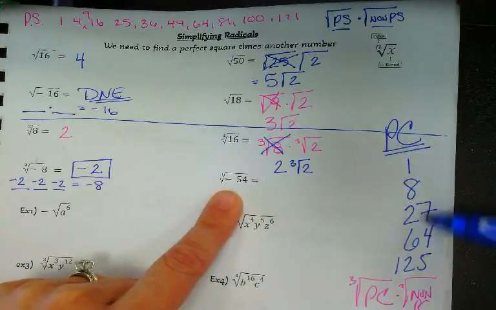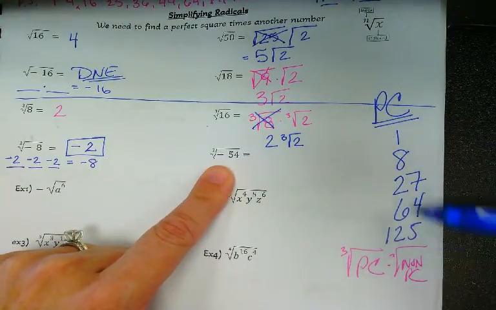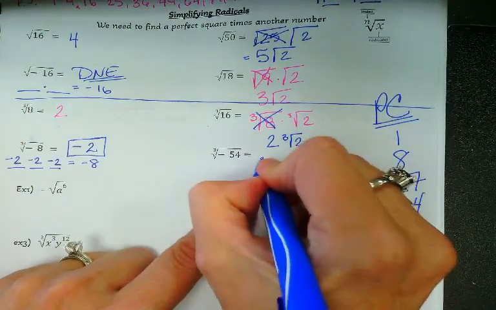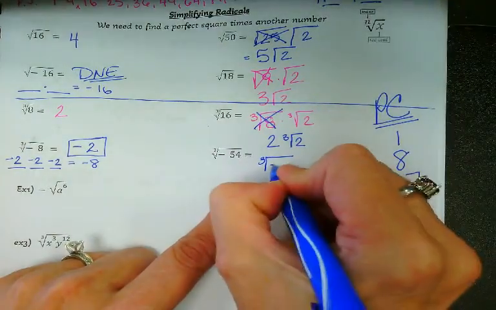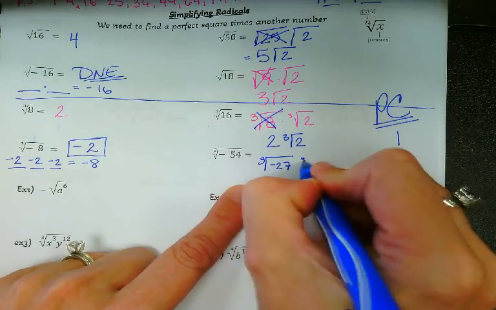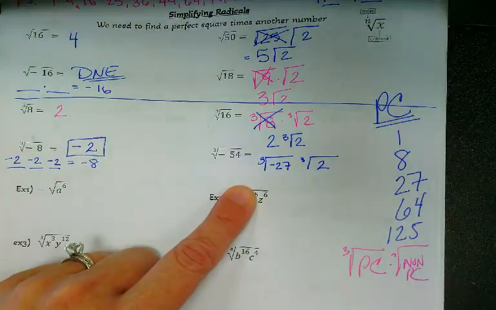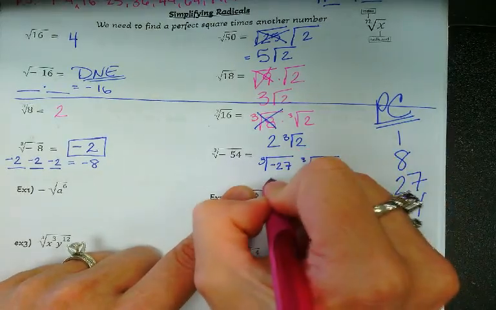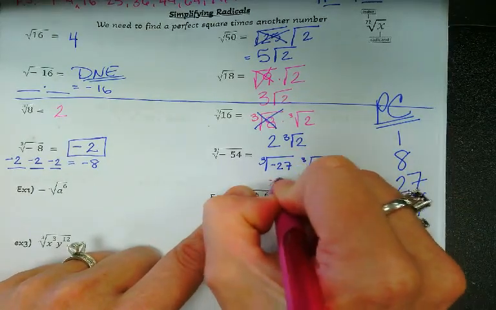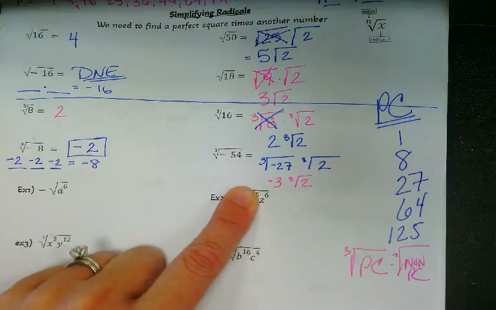All right, let's go cubed root of negative 54. Is that in our perfect cubes? So I got to break it down. Who goes in there? 27. Good. So cubed root. Now I want the negative to stay with the perfect cube. Negative 27 times the cubed root of 2. Okay. What is the cubed root of negative 27? Really close. Negative 3. And then I'm going to keep cubed root of 2.